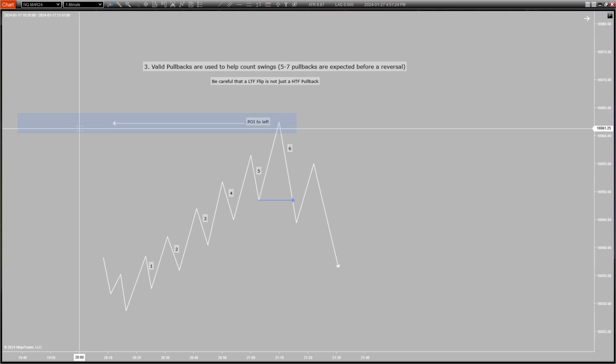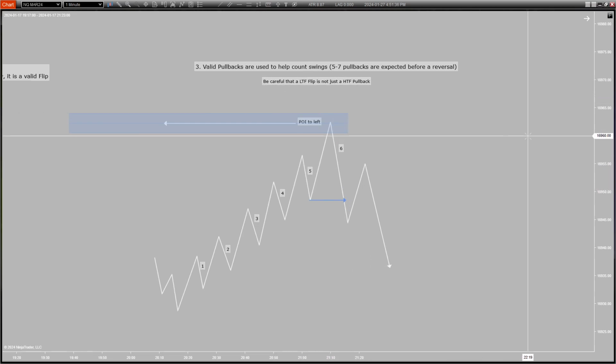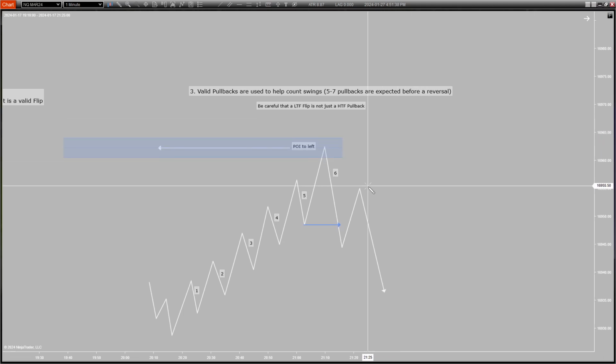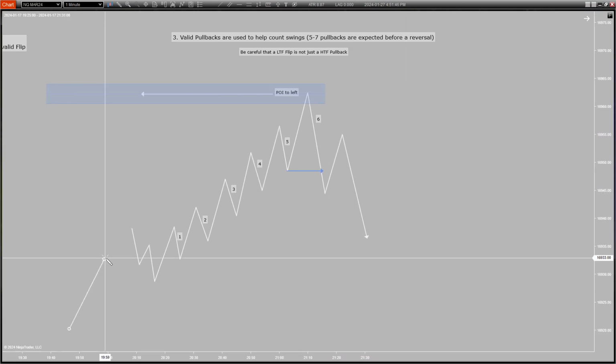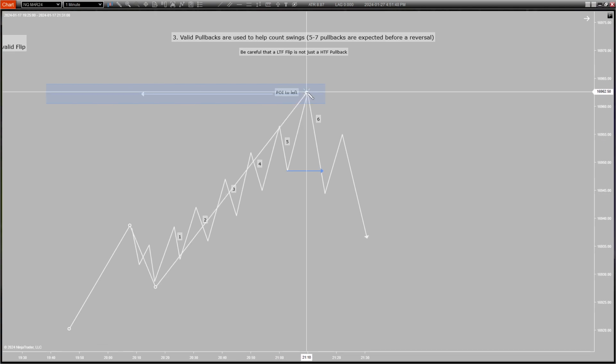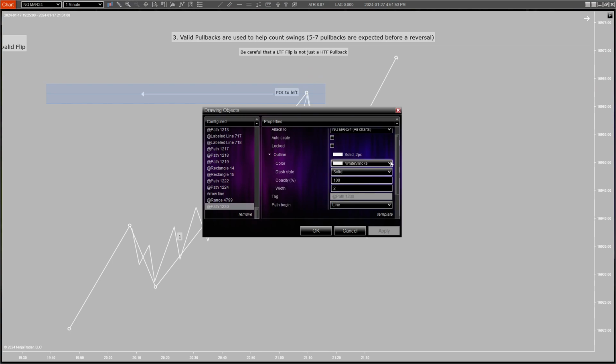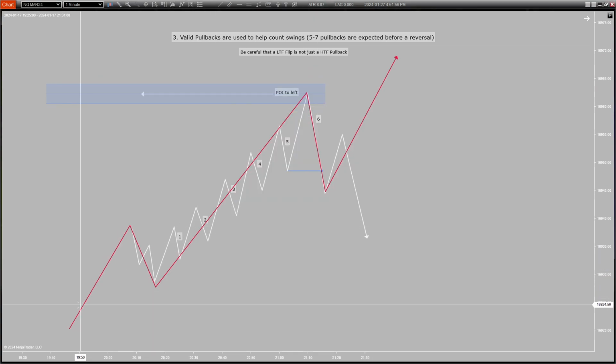A higher time frame POI, a zone that goes in line with this, because you want to be careful that a flip, let's assume this is a 1 minute structure we're following, that a 1 minute lower time frame flip is not just a higher time frame pullback. So we're expecting price to short from here, right? We're expecting shorts out of this flip. But what if this whole thing is just a higher time frame pullback? So this is the structure on the higher time frame, right? This is just a pullback.